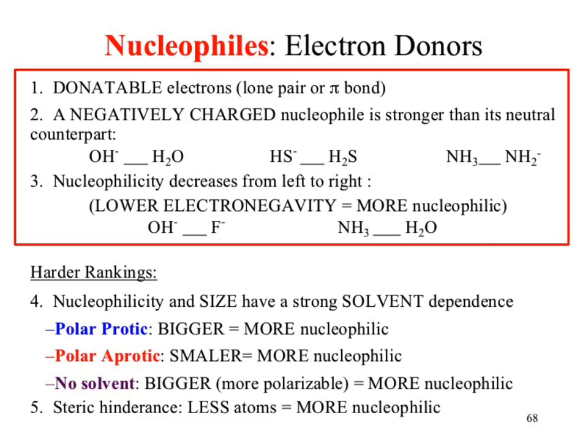Nucleophilicity decreases from left to right. So if we move left to right in the periodic table, what's happening? What's happening to electronegativity? Left to right? It's higher electronegativity. Why would that make it less nucleophilic?